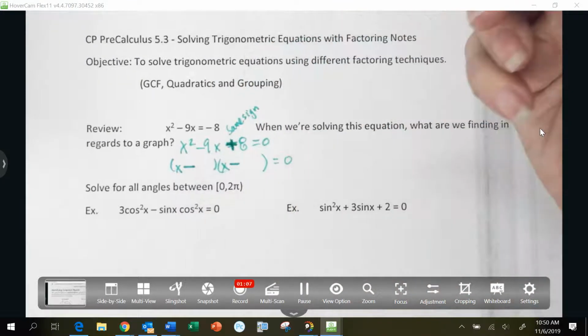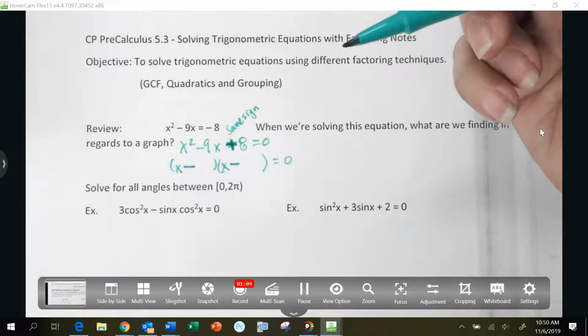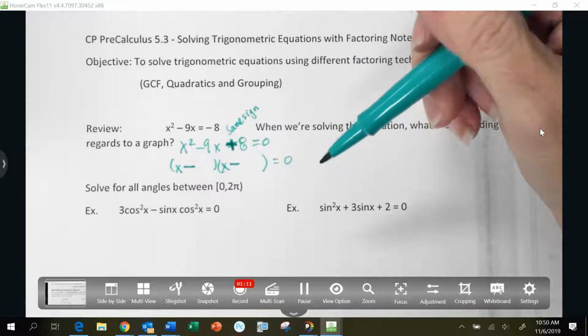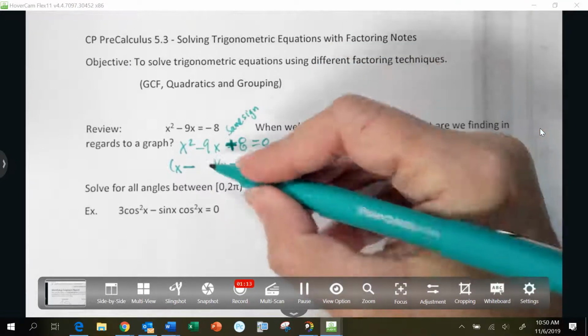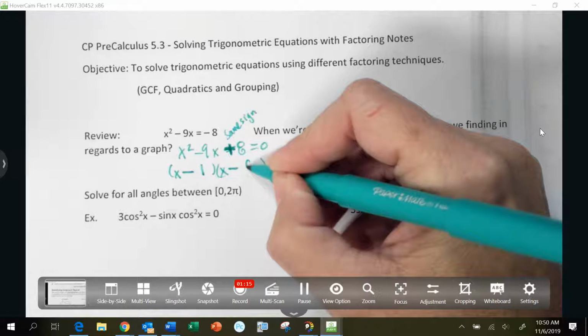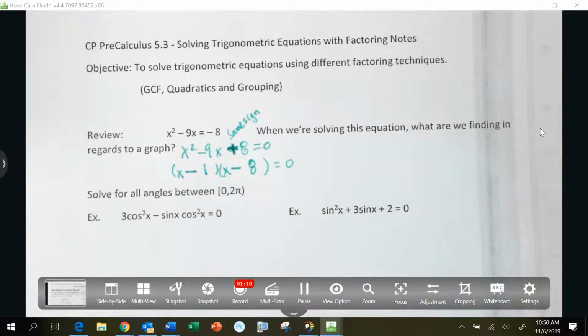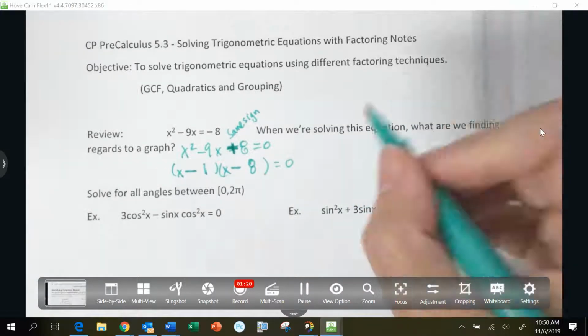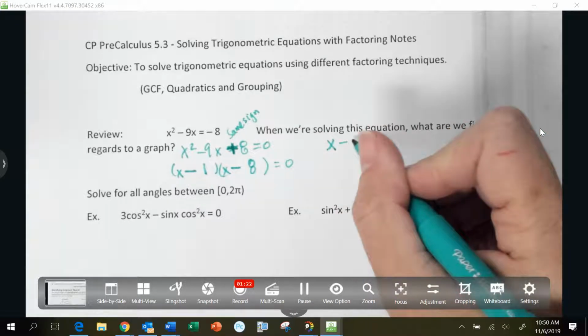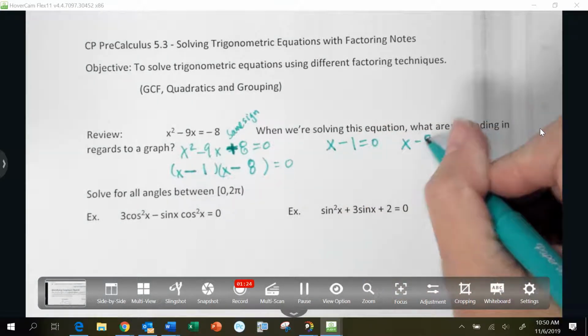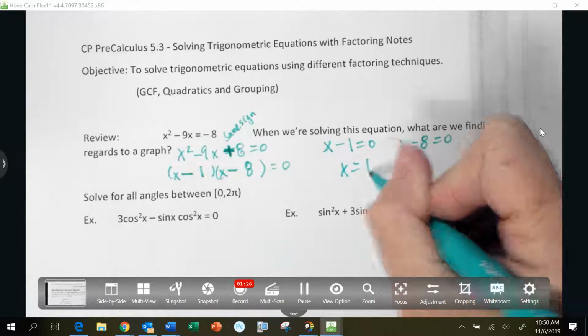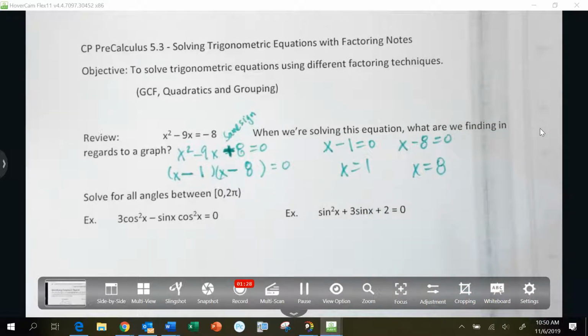And then what two numbers multiply together? 8. But then eventually they're going to have to equal negative 9 in the middle. Negative 1, negative 8. Okay. So how would I solve this from here? Set each factor equal to 0. So I have x minus 1 equals 0. X minus 8 equals 0. So x equals 1. X equals 8.